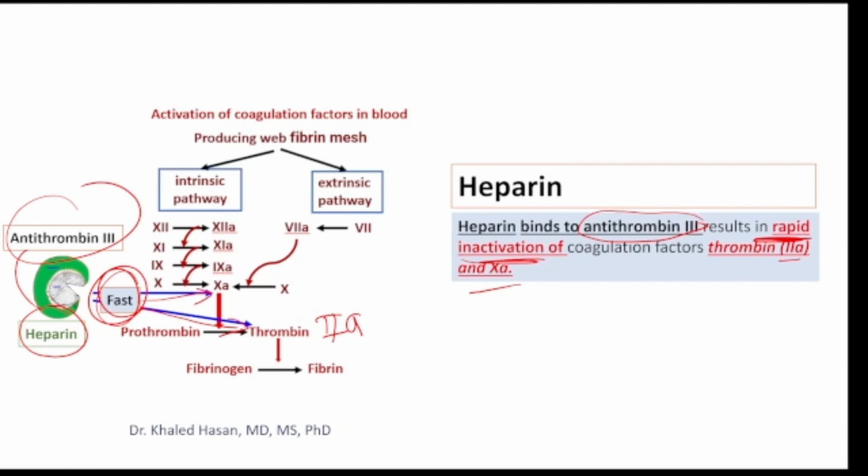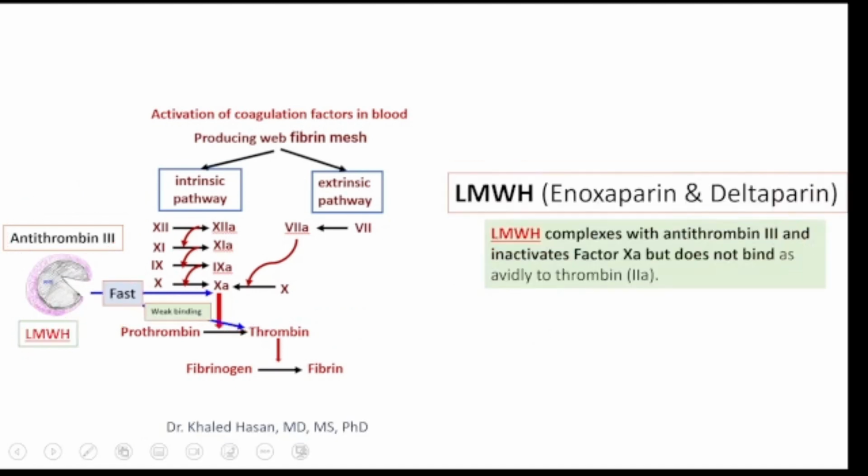Moving to the next slide. Okay. On the other hand, we have another group of medication called low molecular weight heparin, the abbreviation here. We have two medications for low molecular weight heparin: enoxaparin and dalteparin. They said these two medications complex with the antithrombin and inactivate factor 10A, but do not bind avidly to the thrombin 2A.